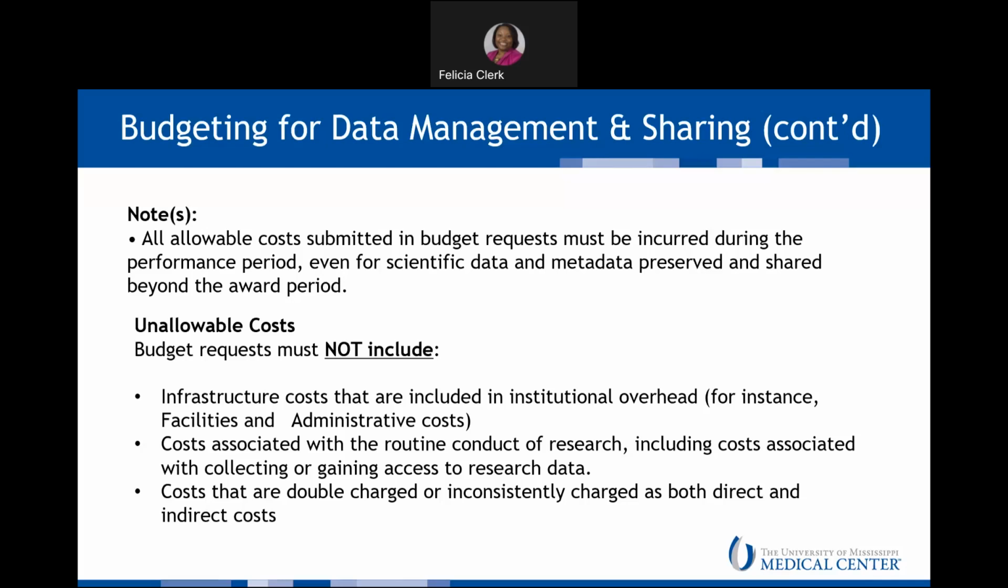Unallowable costs are infrastructure costs, basically facilities and administrative costs, things that fall into that category. I'm going to say institutional overhead. They will not fund those types of costs. Costs associated with the routine conduct of research, they won't pay for those costs as well. And of course, we're going to remain compliant, with no double charging or inconsistent charging with both direct and indirect costs.